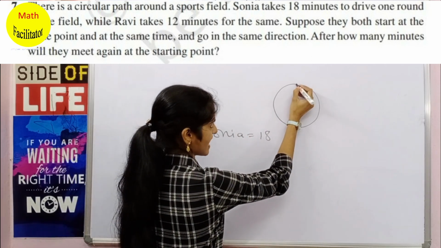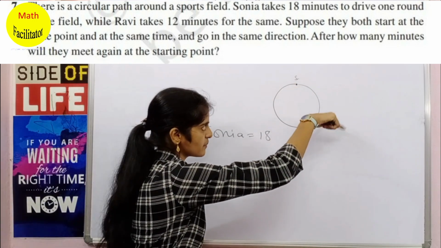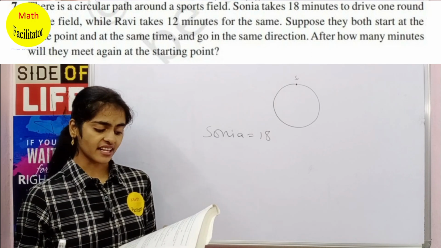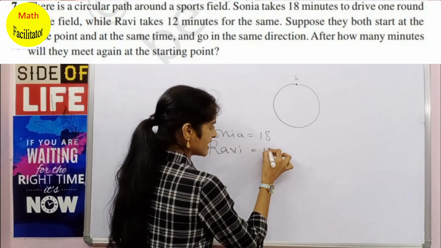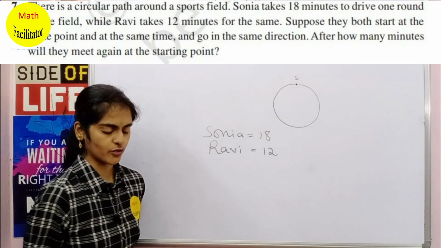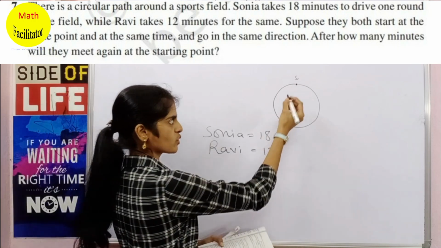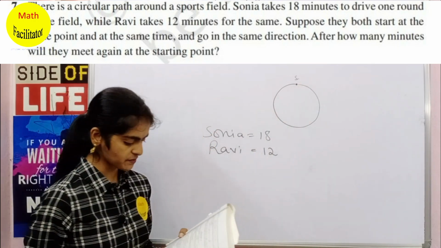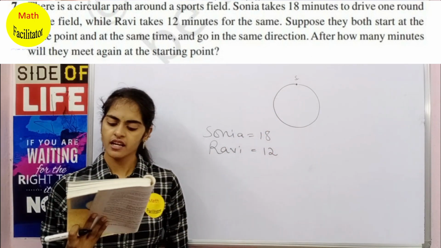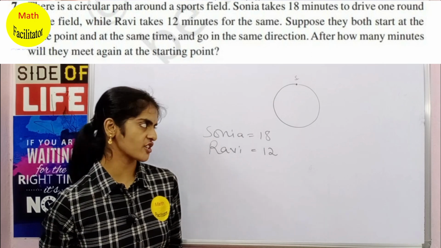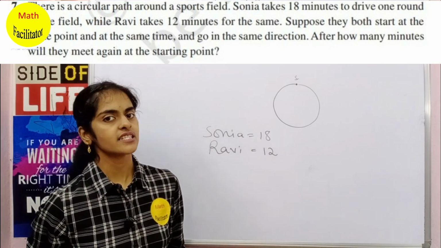Suppose this is the starting point. So this is the starting point. So Sonia takes 18 minutes to complete one round, while Ravi takes 12 minutes for the same. So Ravi takes how many minutes? Ravi takes 12 minutes for one round. Suppose they both start at the same point. Suppose Sonia and Ravi are starting at the same point and at the same time. So same point, same time and go in the same direction. So after how many minutes will they meet again at the starting point?